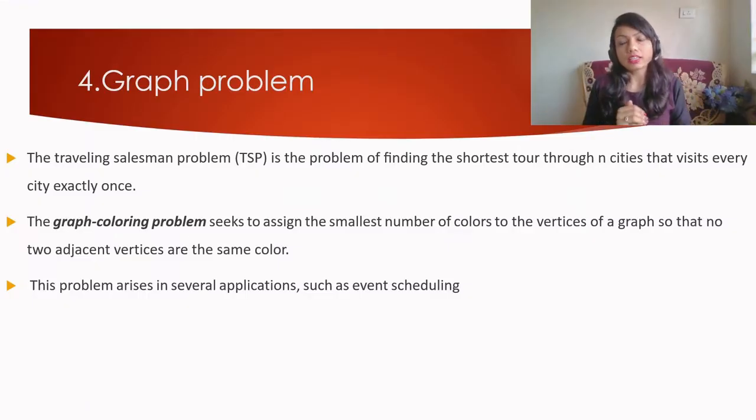This graph coloring problem has several applications. One example where it can be used is the event scheduling problem. I hope you have understood the fourth problem, that is, the graph problem. Now just pause your video and scribble down all the points you have seen in the graph problems, and also solve those examples. And now the next problem is combinatorial.